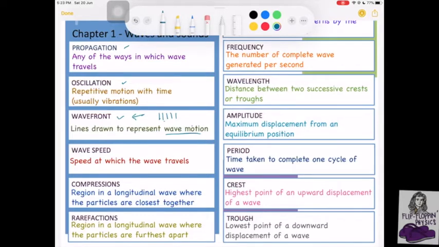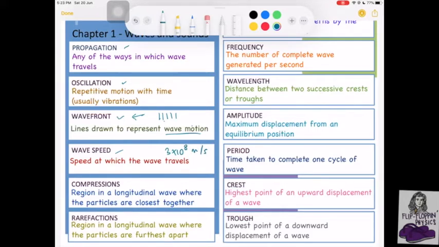And then the next one is wave speed. So speed is just speed, so it's how fast the wave travels in a matter of time, but it only applies to the wave. So for example, light waves travel at 3 times 10 to the power of 8 meters per second, and the unit is still meters per second.